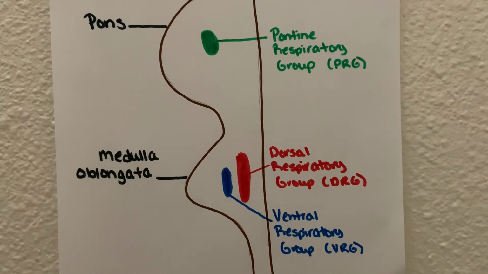Breathing becomes shorter or shallower or longer and deeper due to the centers in the medulla. The pontine respiratory group helps breathing during certain situations such as exercise, sleep, vocalization, and other emotional responses such as crying, laughing, or gasping.